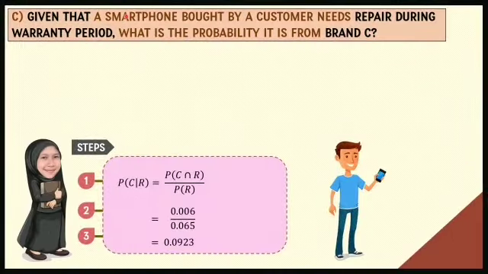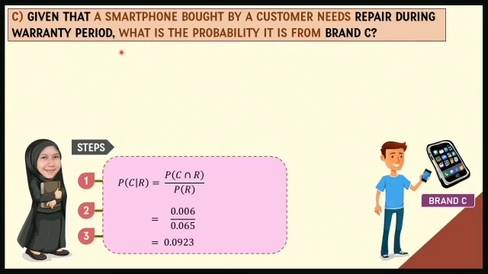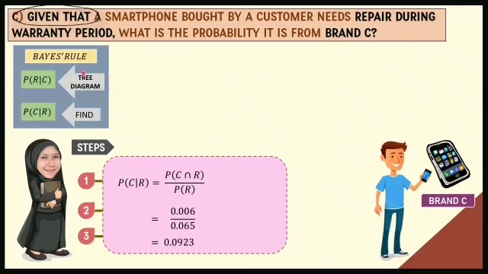For the last question, we have to find the probability of a smartphone bought by a customer needing repair during the warranty period, given that it is from brand C. The key point to answer this question is the words given that here. This question is likely about a situation that occurs in Bayes' rule. To answer this question, we have to find the probability of a smartphone from brand C given the smartphone needs to be repaired during warranty, or in other words, the probability of C given R.